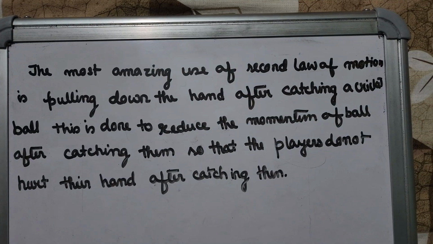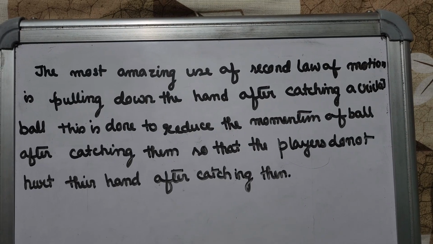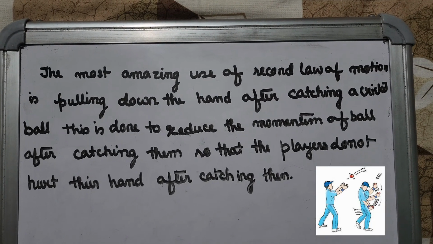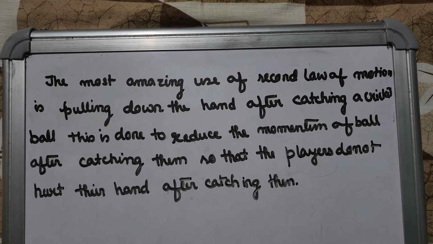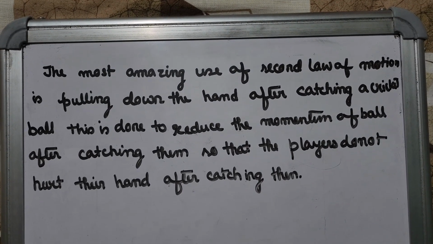The most amazing use of the second law of motion can be seen in cricket, where a player pulls down his hand after catching a cricket ball. This is done to reduce the momentum of the ball after catching it, so that the player doesn't hurt his hand.